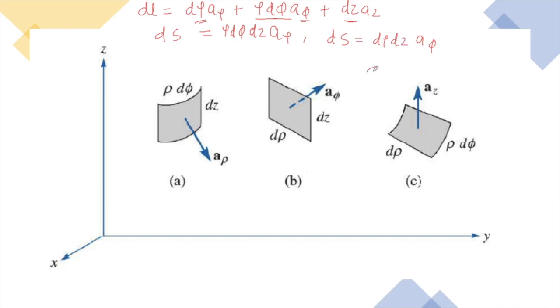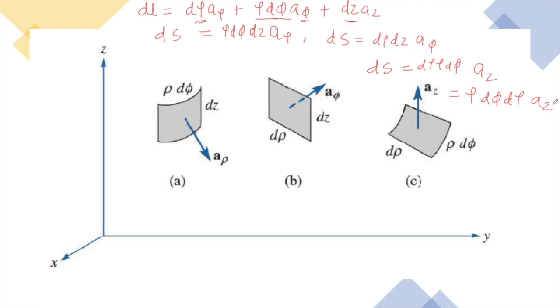Similarly, if we want to write the third surface, then obviously when the normal vector is az, we are left with d rho d phi. So that will give us rho d phi d rho, and this is az. I hope this is clear. This is how we write the differential surface.